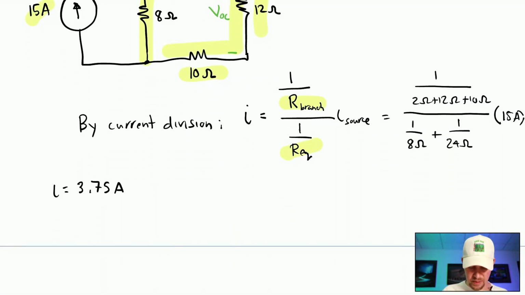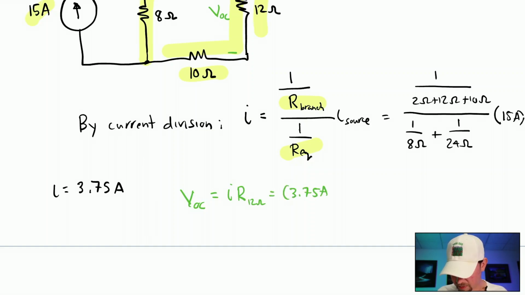resistor. This also means that my open circuit voltage, since I had this in green, is the current that flows through it times that 12 ohm resistance. This is 3.75 amps times 12 ohms. Let's crank this out. So 3.75 times 12, that is 45. Oh, what a nice number. So 45 volts is our open circuit voltage.